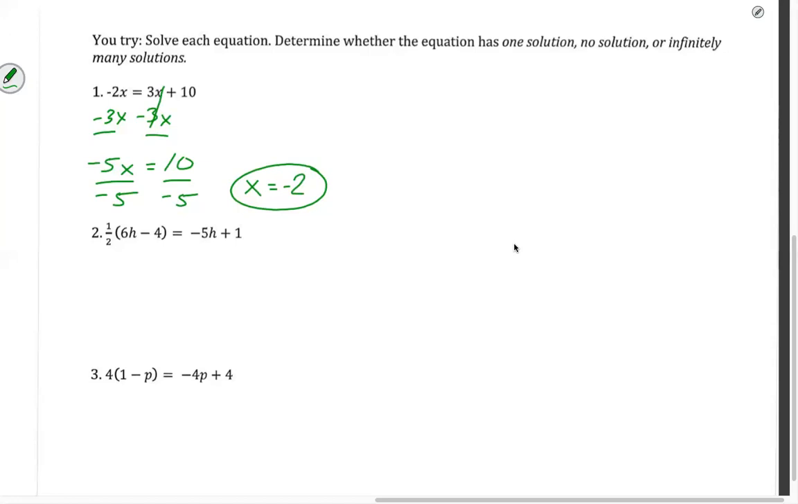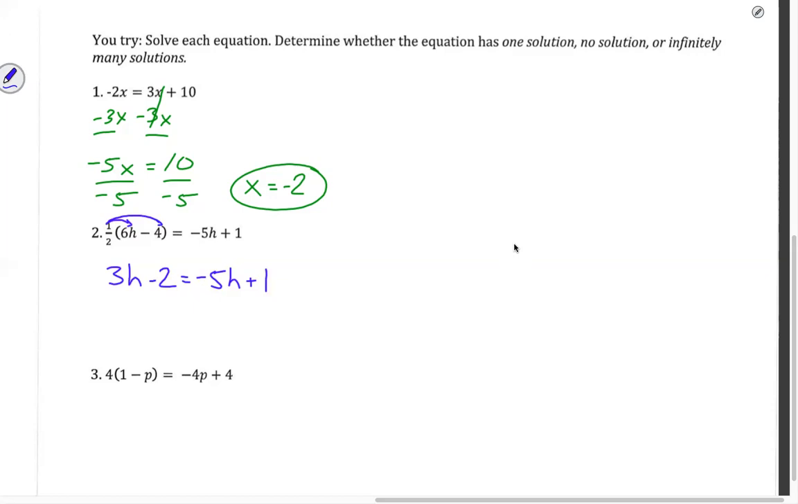All right. And to be honest with you, this is just me talking off the top of my head, kind of thinking, right? They should probably get a 1 solution, no solution, infinite solution, things like that. I'm kind of thinking about it, right? Okay. So let's see what happens here. I'm going to distribute that 1/2. I have 1/2 of 6, that's 3h. I have 1/2 of 4, that's -2. -5h plus 1.